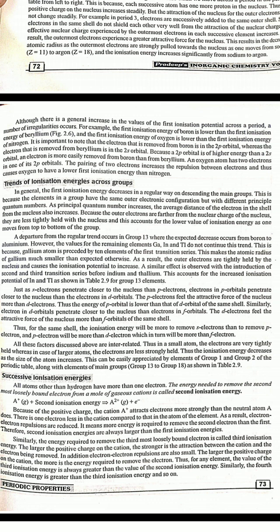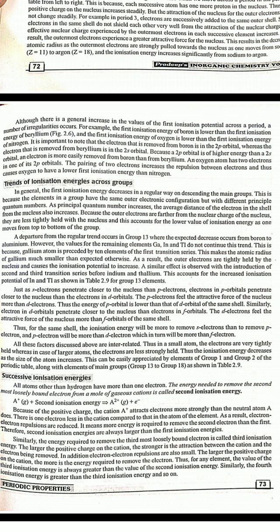As a result, electron repulsion reduces. It means more energy is required to remove the second electron than that of the first. Therefore, the second ionization energy is always larger than the first ionization energy. Similarly, the energy required to remove the third most loosely bound electron is called the third ionization energy.